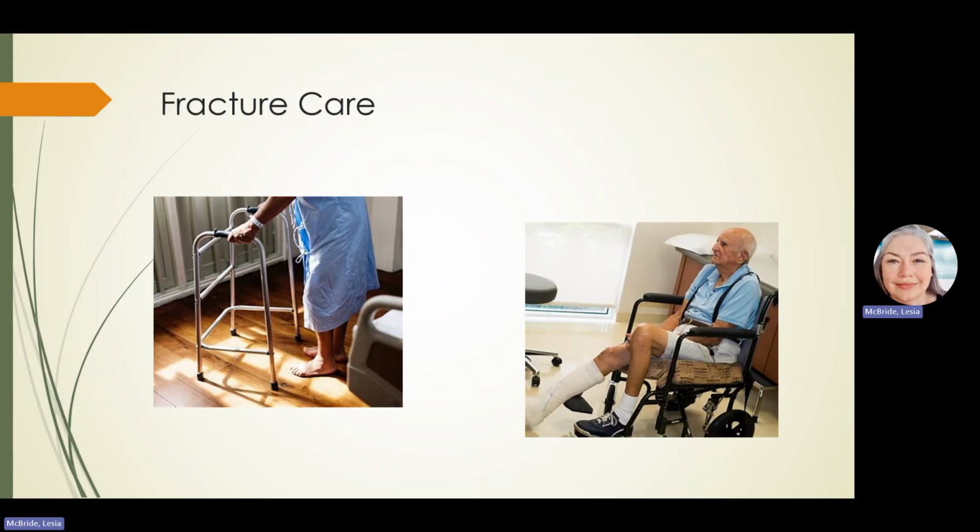If they have a cast, we have to tell them about cast care, keeping it dry, making sure it's not wearing, that they're not having swelling, to elevate as much as possible, and to ice as directed, 20 minutes on, 20 minutes off, etc.